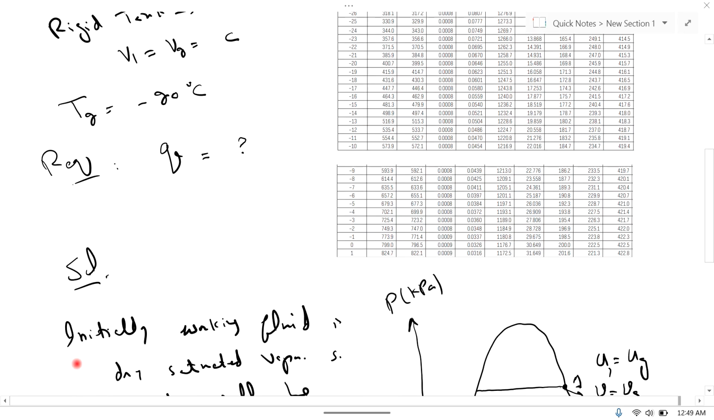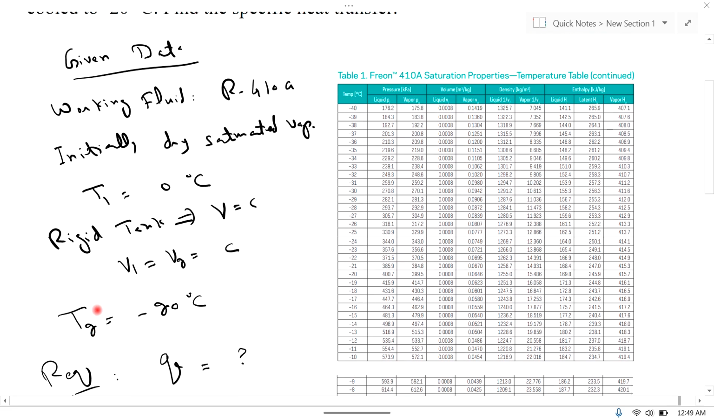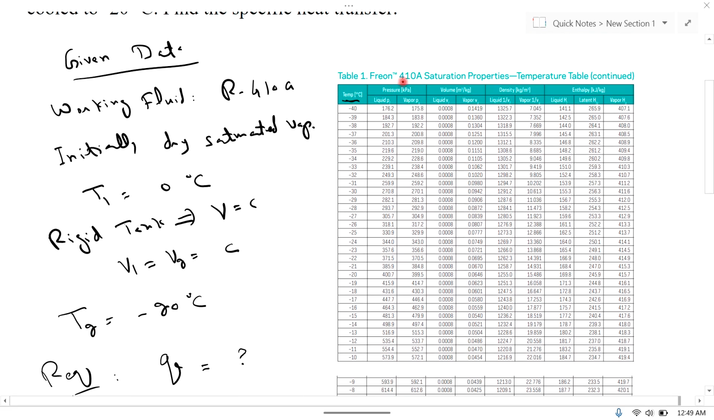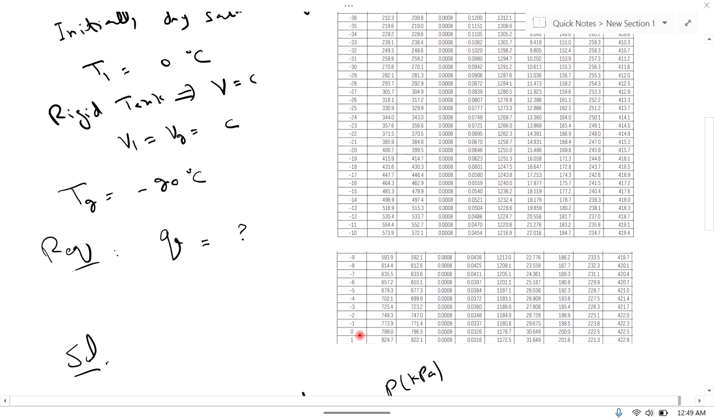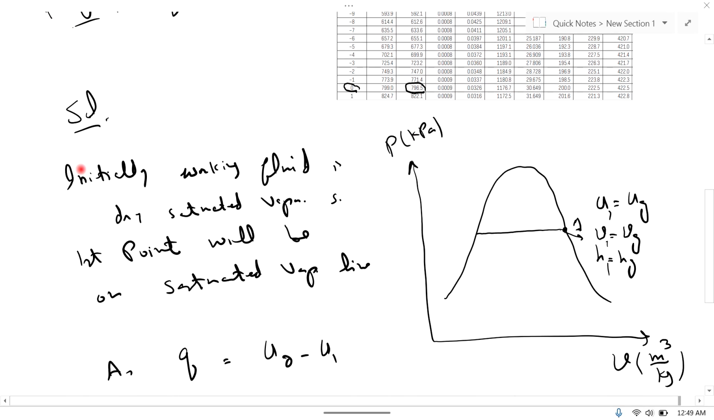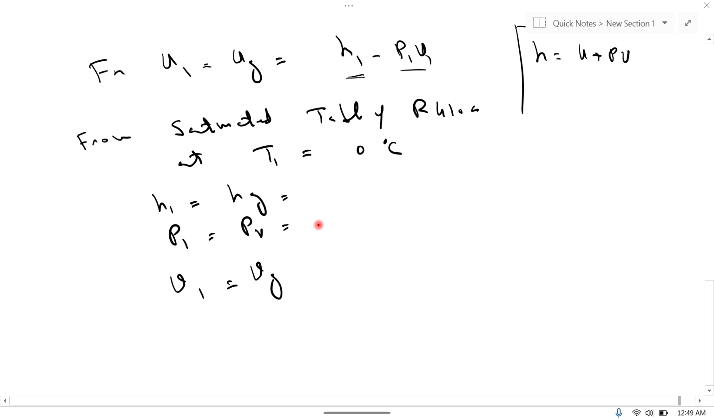So check here from the table. This is the R410A saturation property table. Here this is temperature, this is pressure for liquid and pressure for vapor, this is specific volume for liquid and vapor, this is density and this is enthalpy. So here this is 0 degree centigrade temperature. Pressure for vapor is 796.5 kilopascal.